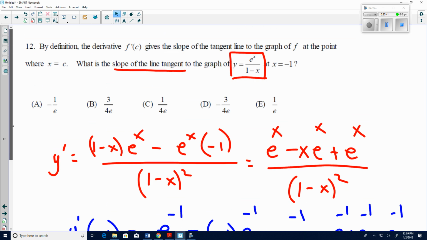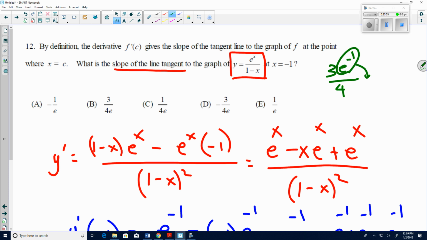Is that a choice? We're looking for 3 e to the -1 over 4. I don't see that explicitly, although we do know that when you have e to the -1, we can just throw that down in the denominator. So 3 over 4e. 3 over 4e. Choice B.